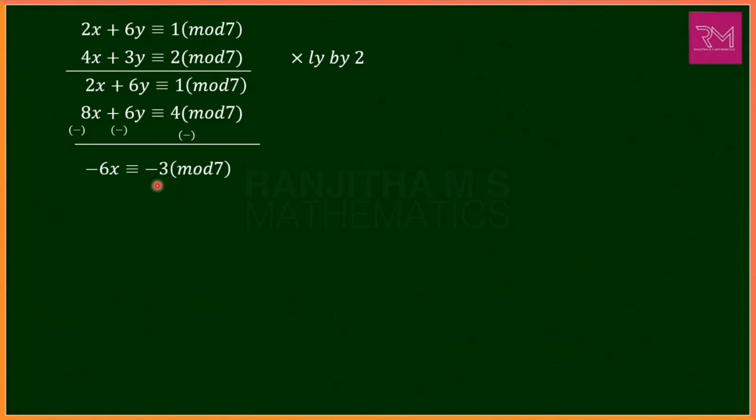So to cancel this, divide throughout by minus 3 and we get a new congruence. Minus 6 by minus 3 is 2, so we get plus 2x congruent to minus 3 by minus 3, which is 1, under mod 7. So we get a new congruence. For this we have to find the x value using the definition of congruence method.